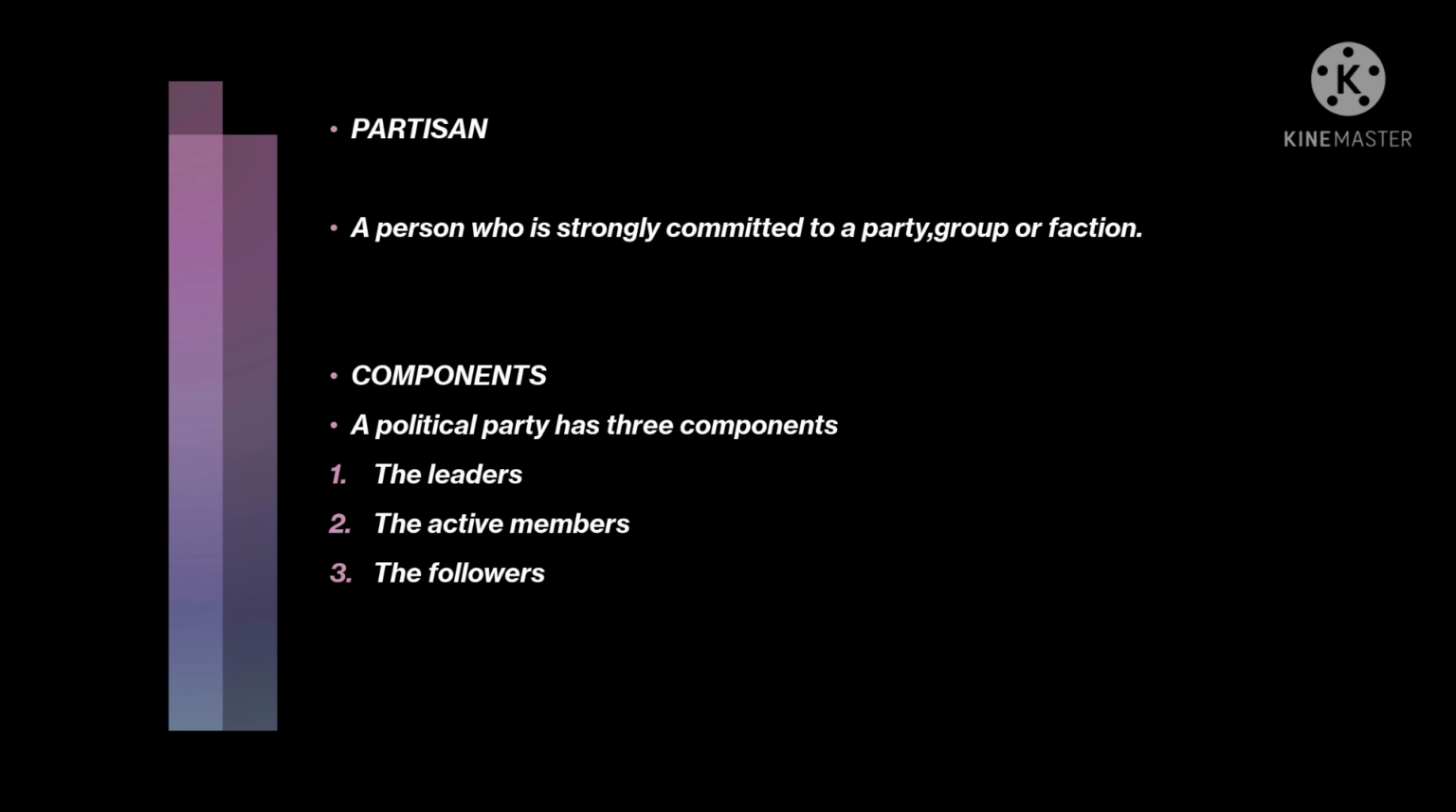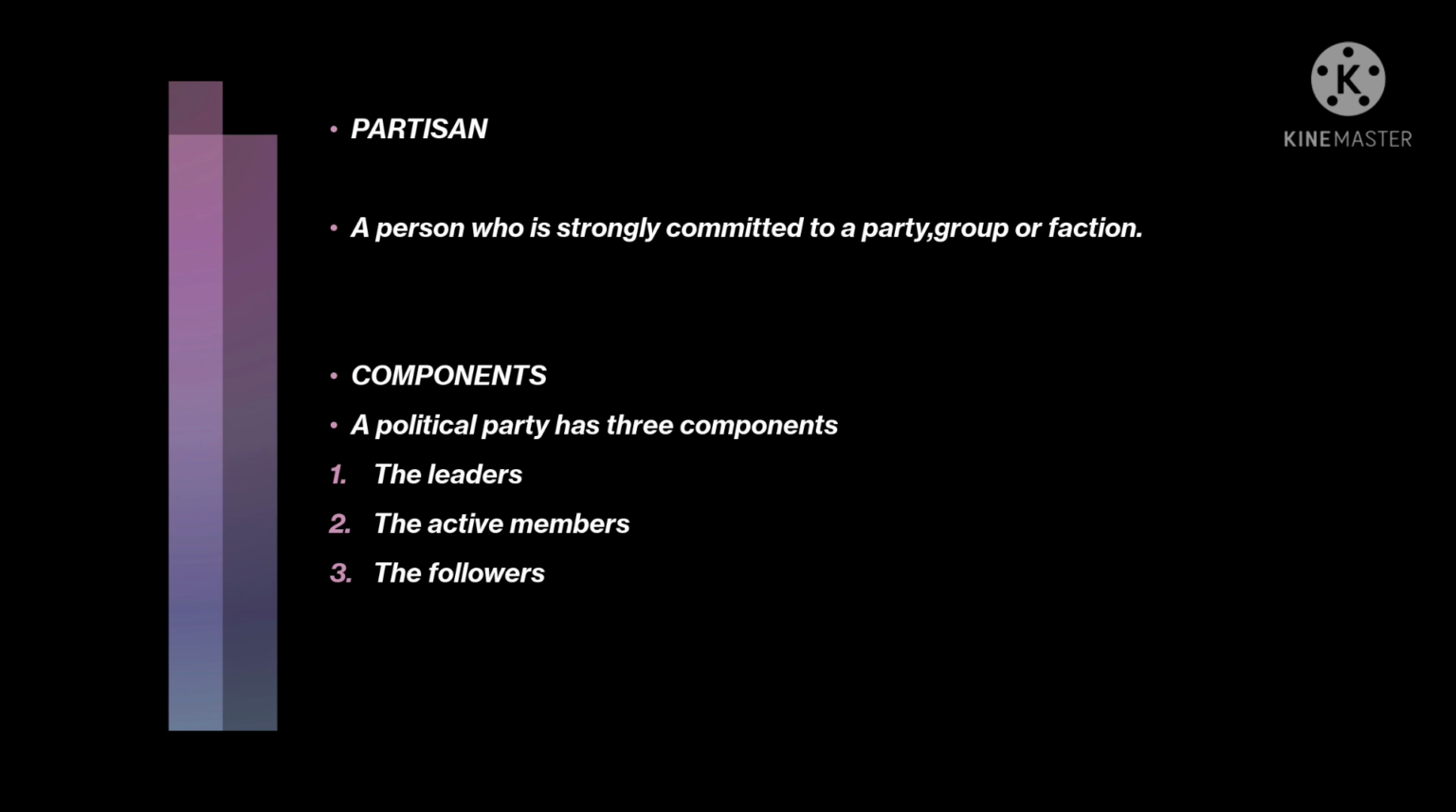Next topic, partisan. A person who is strongly committed to a party, group or faction is known as partisan. You can find this partisanship in political parties. Why? Because members and the followers of the party usually are very strongly committed to the party.